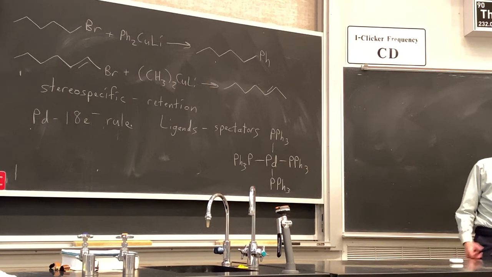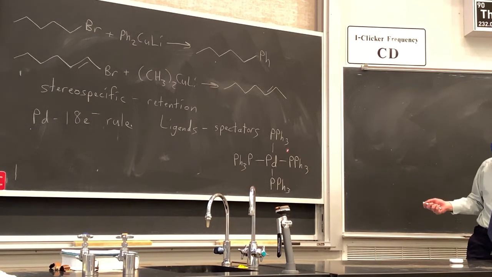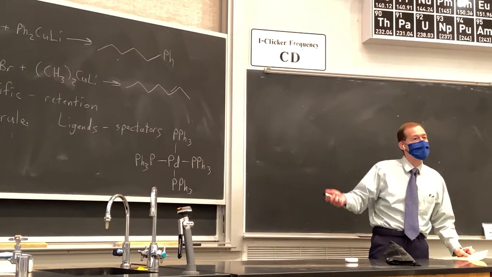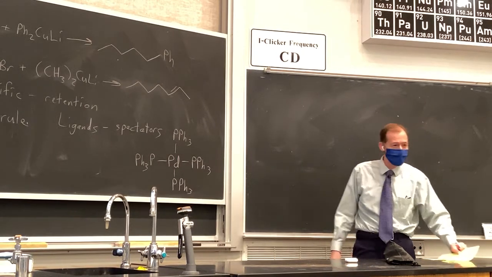Okay. How many electrons does an isolated palladium atom have? It has 10. And then we add a lone pair from each of 4 phosphorus atoms. And what do we get? We get 18. So this is a stable complex.